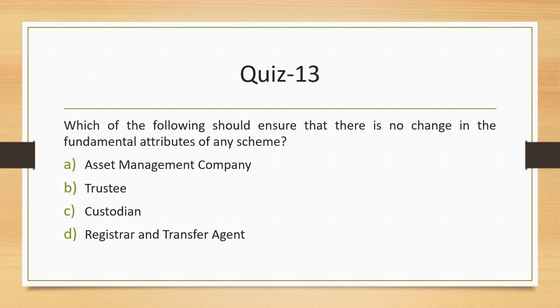Which of the following should ensure that there is no change in the fundamental attributes of any scheme? So, fundamental attributes of the scheme should be maintained in all scenarios. They should not be changed. That is something which has to be ensured by an entity called the trustee. Trustee has to take care of this part, right? Asset management company is managing the fund. Okay, custodian is taking care of assets which are invested by AMC. Registrar and transfer agents basically take care of issuance and redemptions of units.